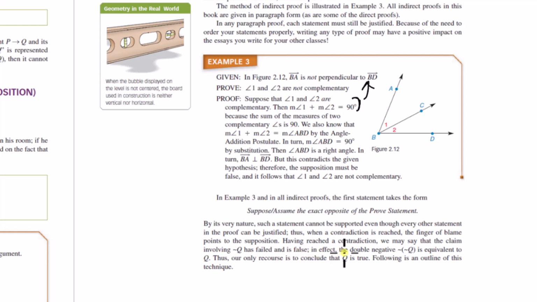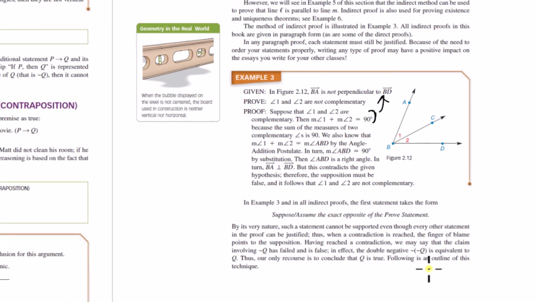Having reached a contradiction, we may say that the chain involving not Q has failed and is false. In effect, the double negative is equivalent to Q. Thus, our only recourse is to conclude that Q is true. Following is an outline of this technique.